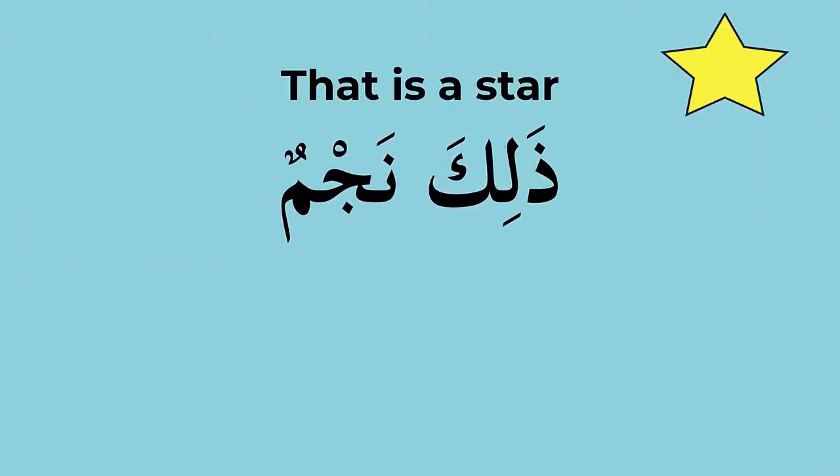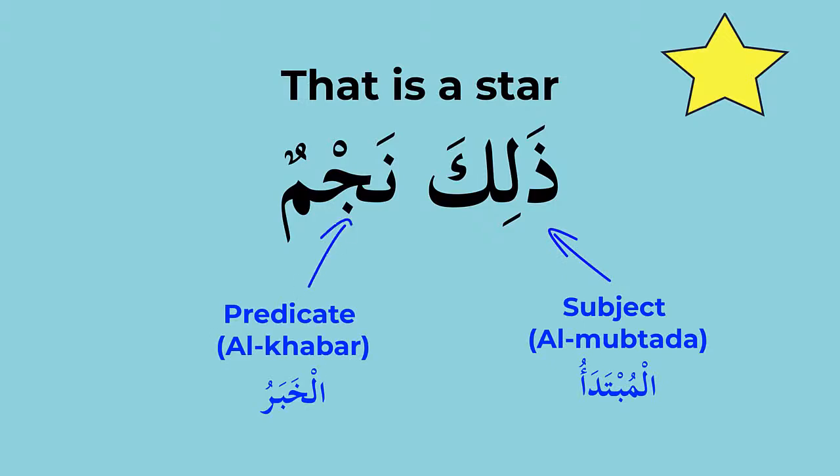Zalika najmun. Where is mubtada? Zalika. Najmun is khabar. Remember, mubtada is marfu. So zalika is marfu. What is zalika? A pronoun. Are you with me? Zalika is a pronoun, and all pronouns are definite. Are you with me? All pronouns are definite. Okay.